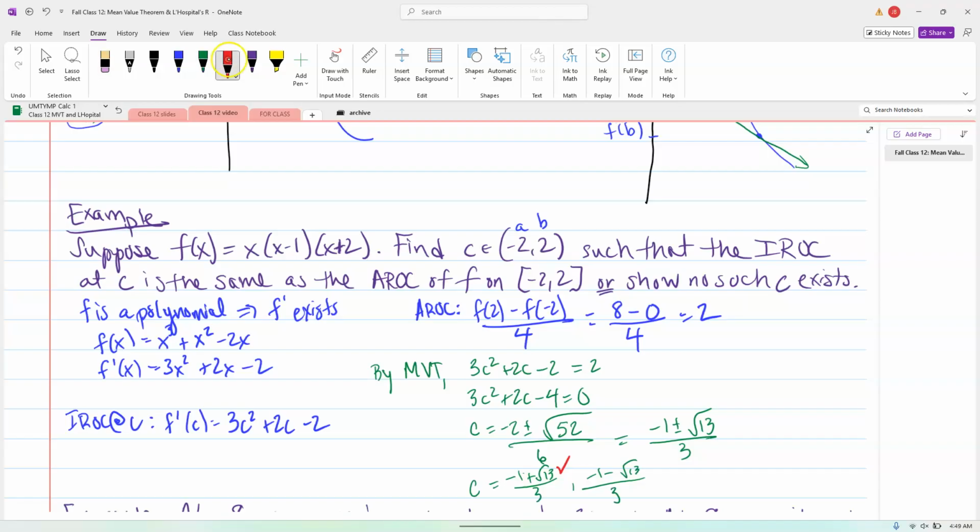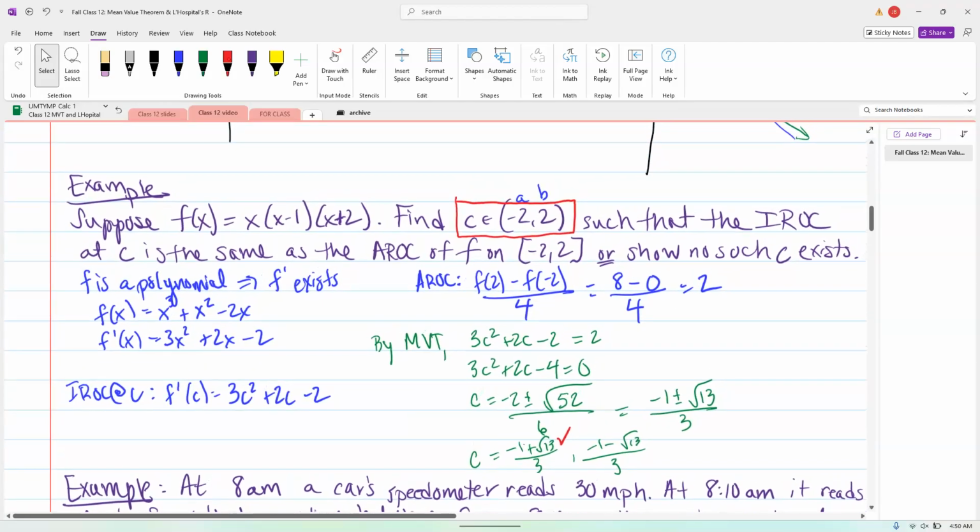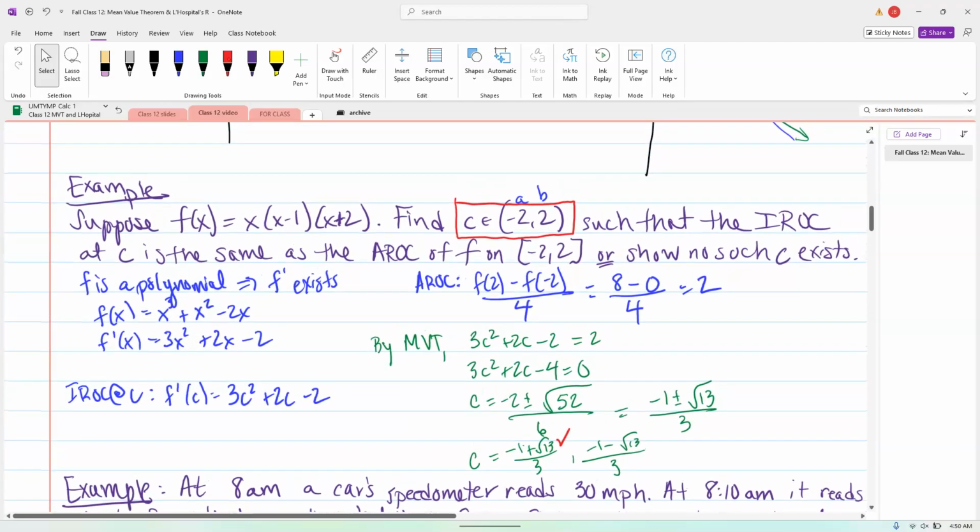I would need to check that both these values are within my interval, you know, negative 2 to 2. And so the first one I know is going to be in there. The second one looks a little suspicious, right? So negative 1 and then square root of 13 is like 3 and change. If I divide that, it'll actually be in there. It's just a little suspicious to begin with, okay? But always check to make sure that they're in your interval. Otherwise, you have to toss them out.